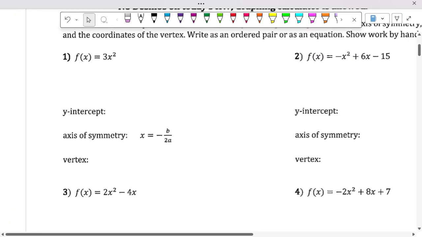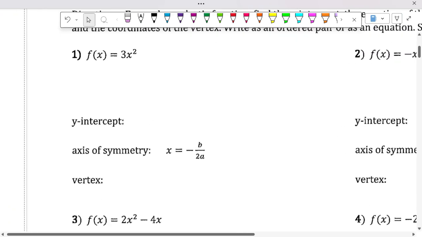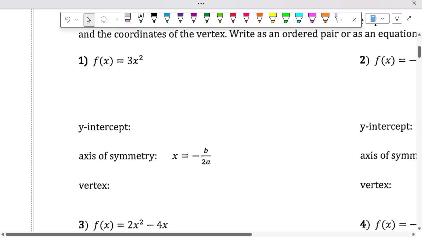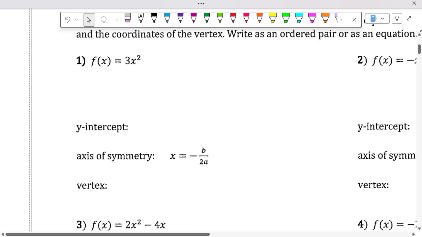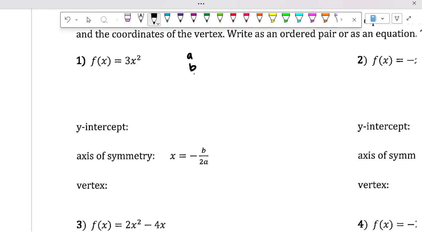Remember, for all of these, I always tell you to do what first? What's the one thing that I told you yesterday you always should do first, Owen? A, B, and C. Right, list your A, B, and C value. So what's my A value, guys? 3. And what's both my B and C value? 0. There's nothing there, so we call it 0.